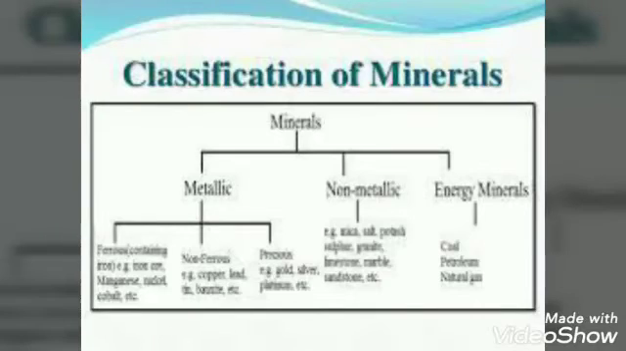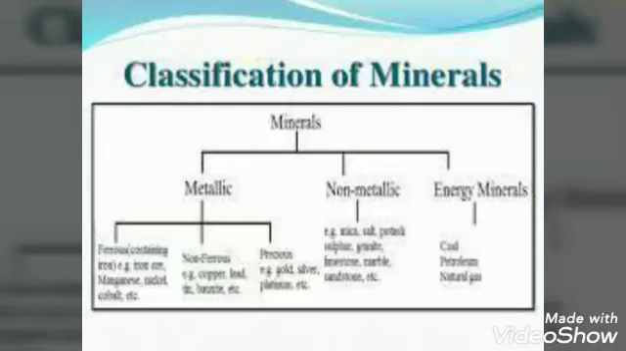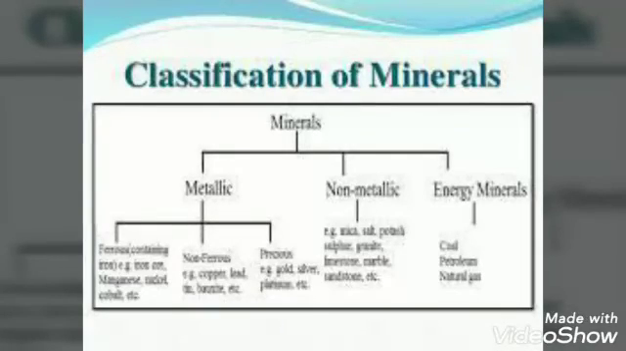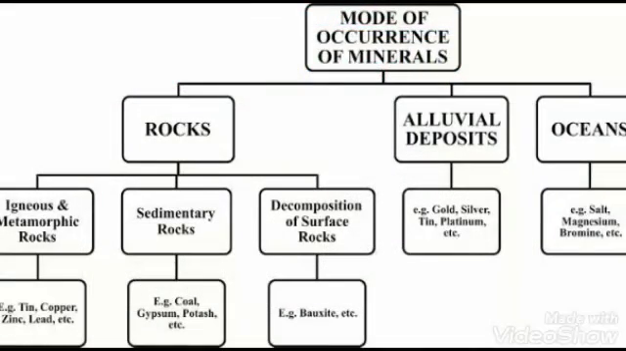Now children, you know that energy is required for all kinds of activities. It is needed to cook, to provide light and heat, and at the same time for the vehicles and the machineries to be driven in the industries. These energy minerals are coal, petroleum, and natural gas. Now the next question comes, where exactly do these minerals occur? Where are these minerals found?